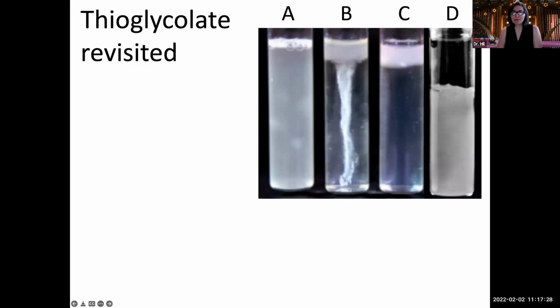So remember that we've already talked about some of these metabolic tests. Here's the thioglycolate test, right? What's the purpose of this test? What does it tell you? Yeah, it tests for oxygen preference or oxygen requirement. Does it need oxygen? Does it not need oxygen? Can it use oxygen? Can it not use oxygen? Is it killed by oxygen, right?